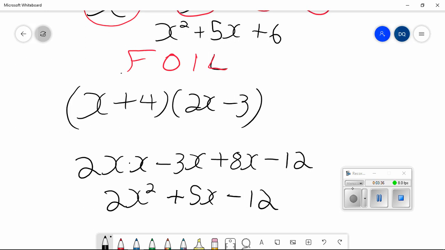FOIL means first, we do the first terms. Outside, we do the outside terms. Inside, we do the inside terms. And last, we do the last terms. Do you have to do them in that order? Of course not. However, having this acronym and following that order will help you make sure that you've got every term multiplied that needs to be.